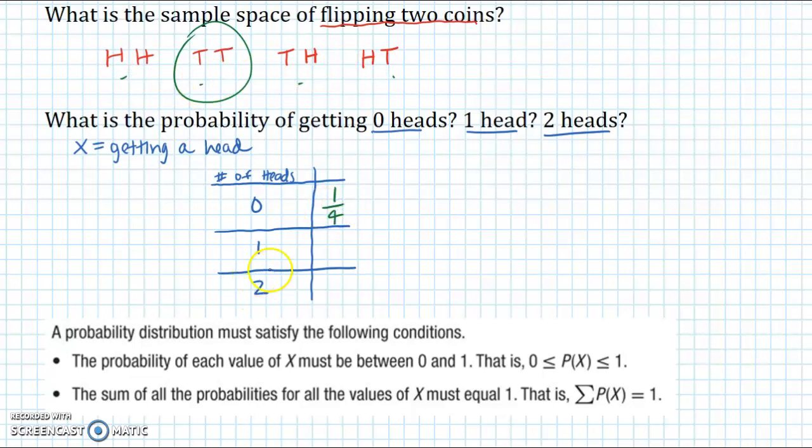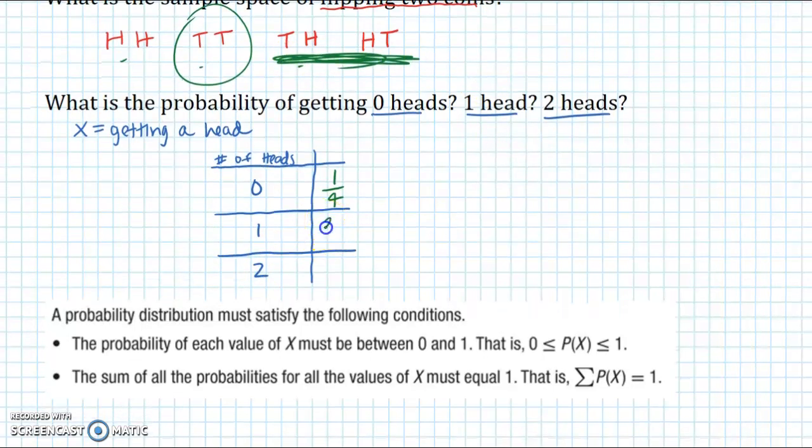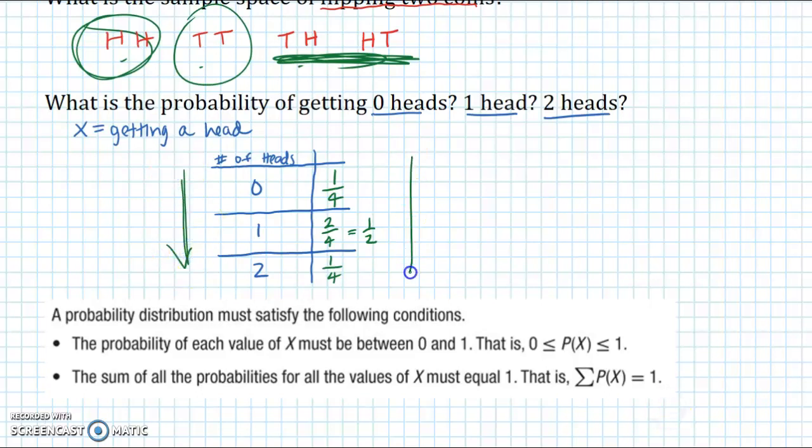And then the probability of getting 1 head, well, both of these have 1 head in them. So that would be 2 out of 4, which is 1/2. And then the probability of getting 2 heads would just be 1 out of the total 4 options. Now, this is known as a probability distribution table. So you have all your possible outcomes over here, and then you have your possible probabilities over here on the right. And you could do this table horizontally if you wanted. It just depends on your personal preference.